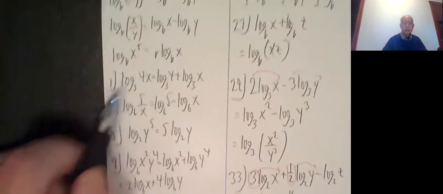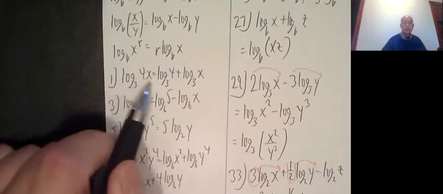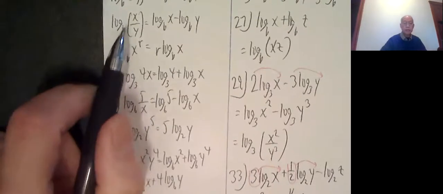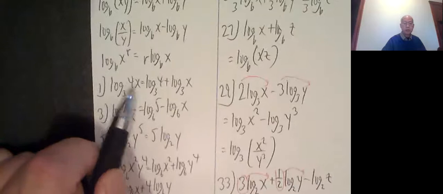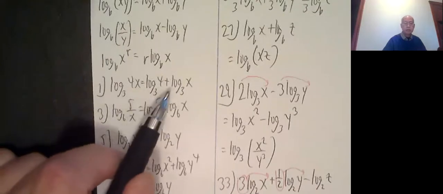Okay, so number 1, log base 3 of 4x. They want you to break this up into 2. That looks like the top one. It's a product, 4 times x. So log base 3 of 4 plus log base 3 of x.